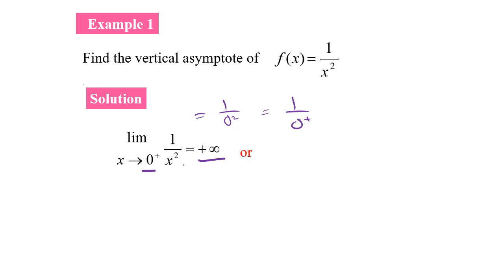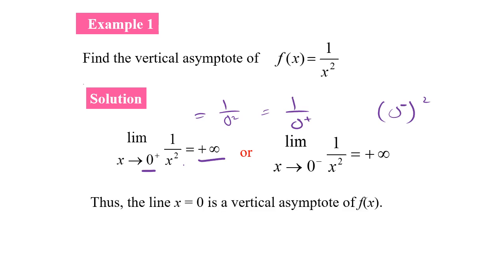Or we can find it from the left side, which will be the same: 1 over 0 squared from the left side will be positive also. So it will be positive infinity. This means that from this calculation we can show that the line x equal to 0 is the vertical asymptote of the function f(x).